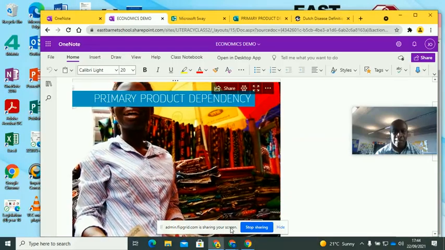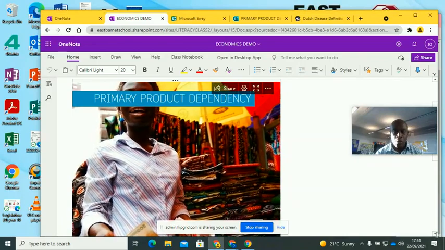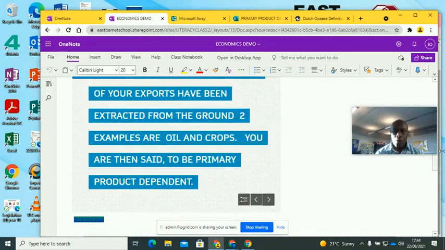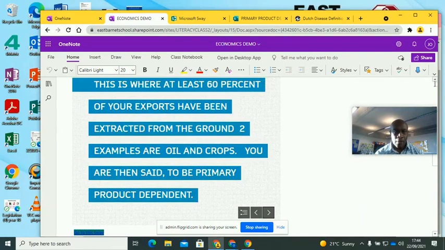What primary product dependency is. Just to make sure that everyone is very, very clear about it. When you're primary product dependent, this is where 60% of your exports have been extracted from the ground. Examples are oil and a variety of crops. Then you're said to be primary product dependent. So let's say over 60% are extracted from the ground. You're relying on that process to get you lots of exports. So therefore, you are very dependent.